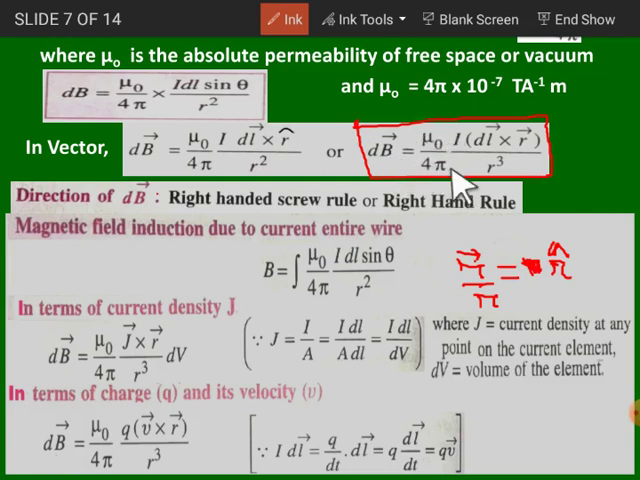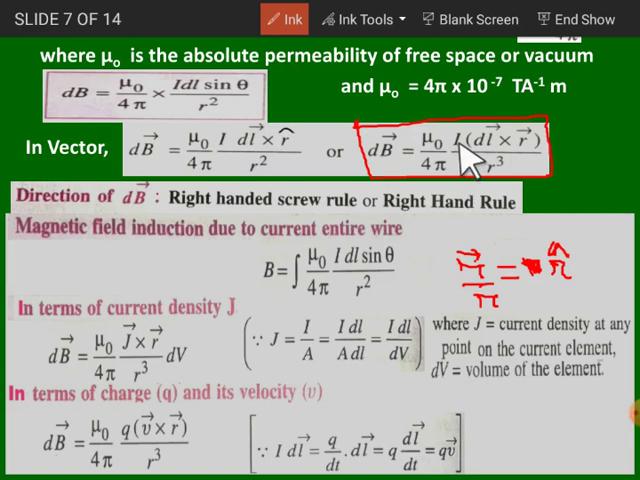So the direction of the magnetic field, being a cross product, we can give the direction of the magnetic field as the direction given by the cross product of these two vectors, I dl and r vector. Or you can simply use that right-handed screw rule or right hand rule that we have just done just now.